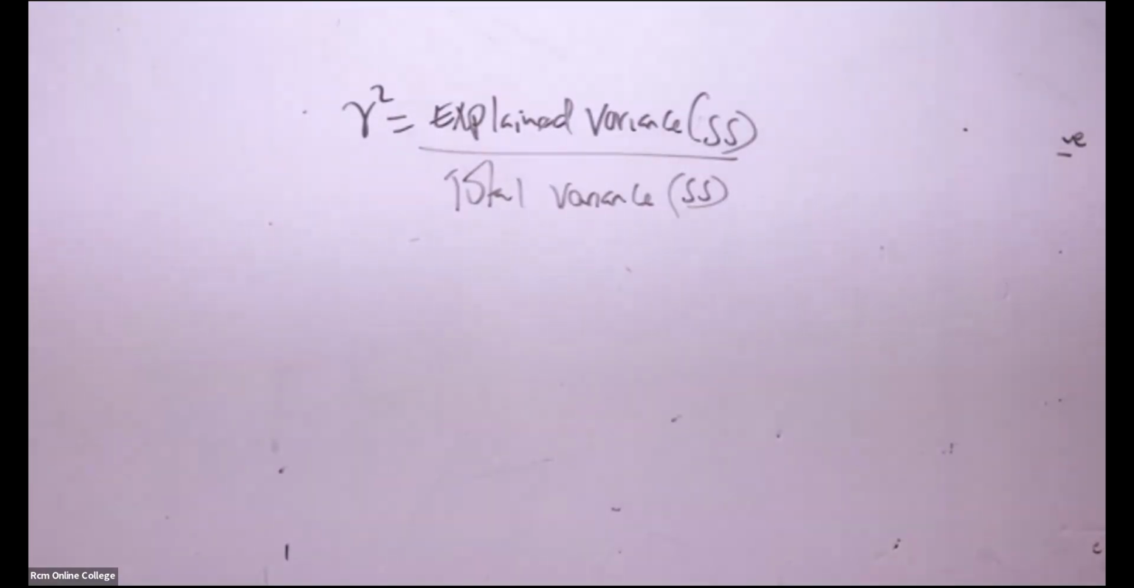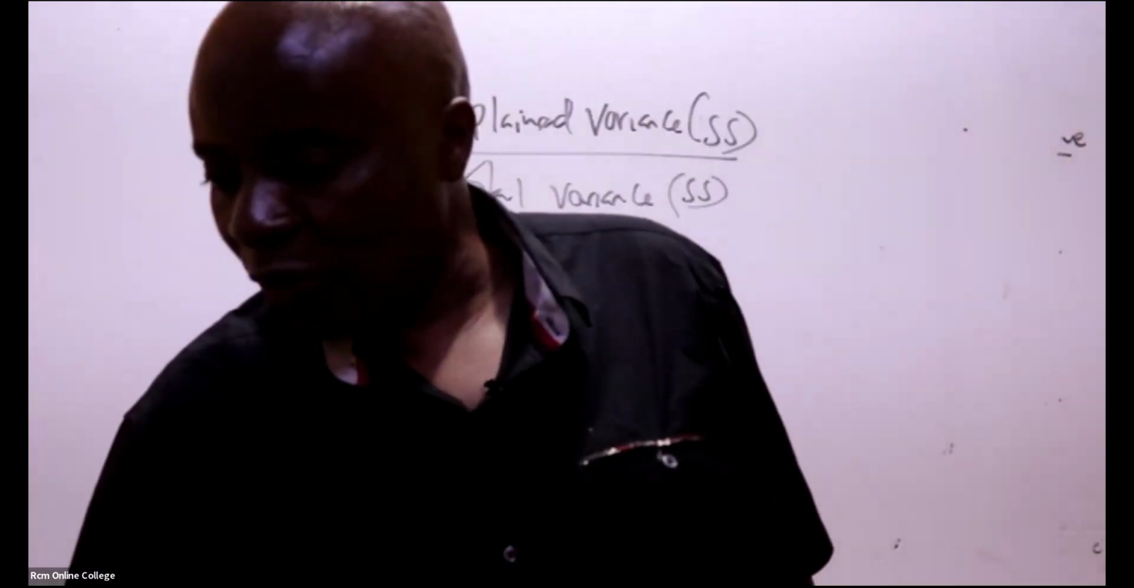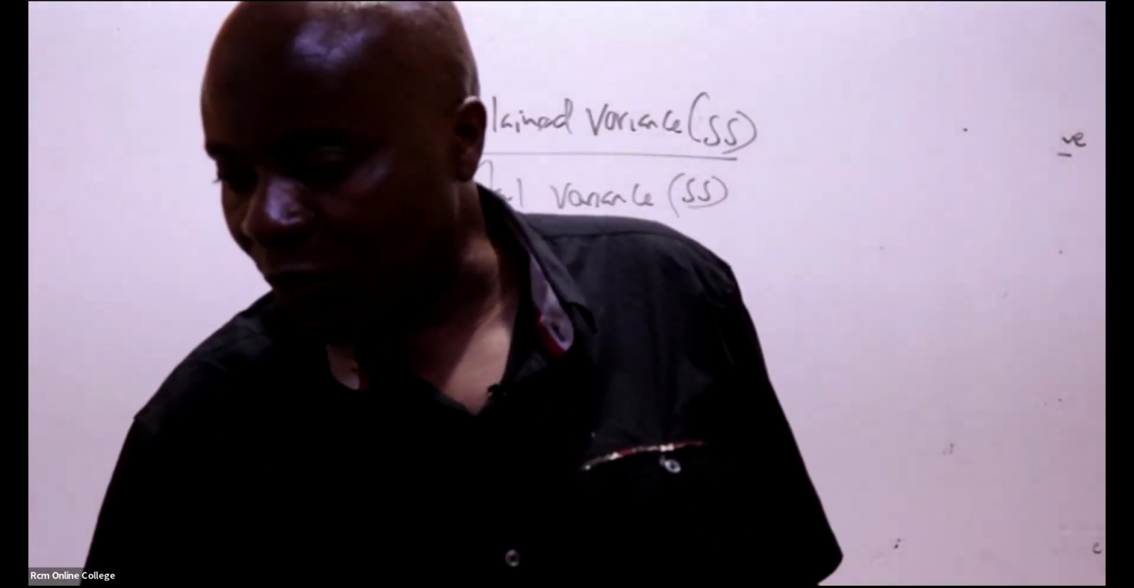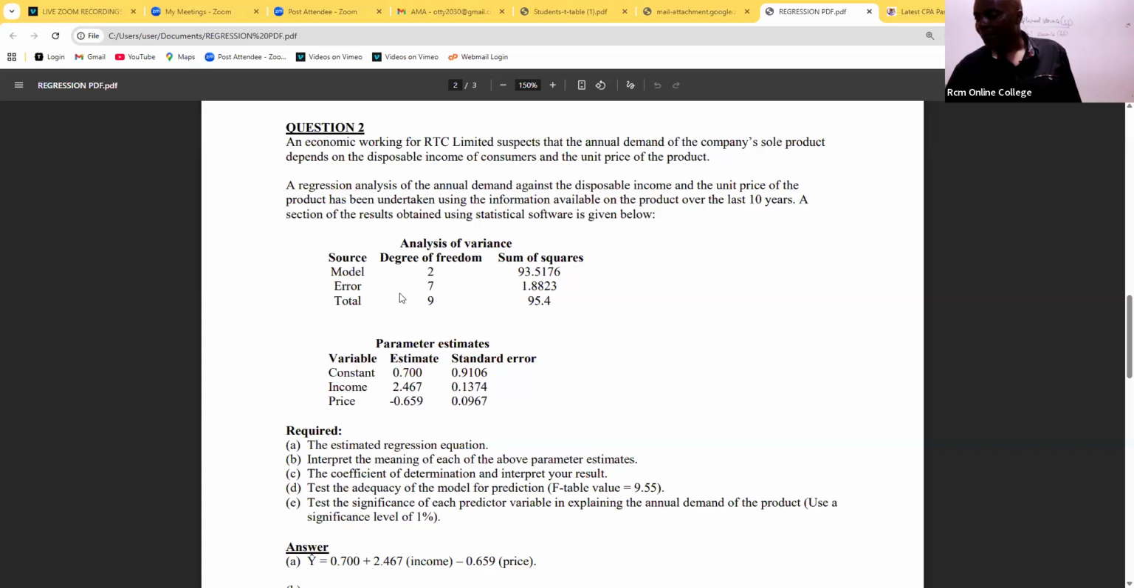So you take the explained variance in terms of sum of squares all over the total variance in terms of sum of squares. Now, I hope you are able to remember that the model is regression. Model is explained. Error is unexplained. And then we have the total.